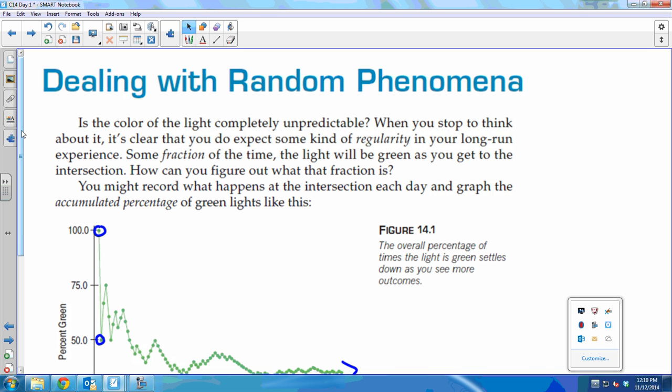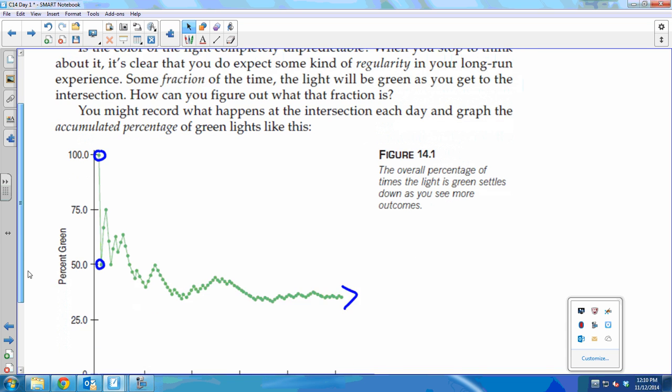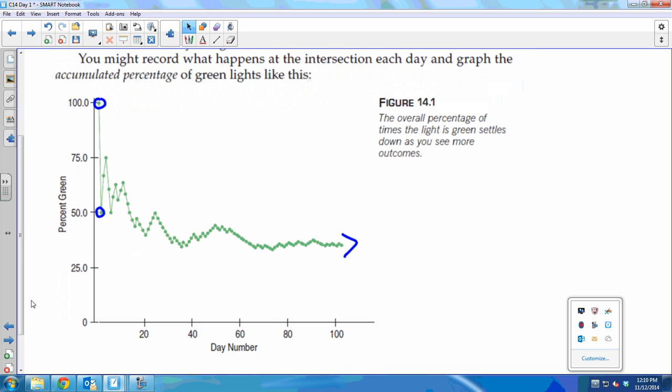Okay? So again, we want to figure out what's happening, so we start tracking it. We start saying every day we're going to record if the light is red or green. Okay? So this graph is a cumulative percentage. The first point is 100%, looking at percent green, because the first day that you recorded it, there was a green light. So the percent of the time that was green is 100%.